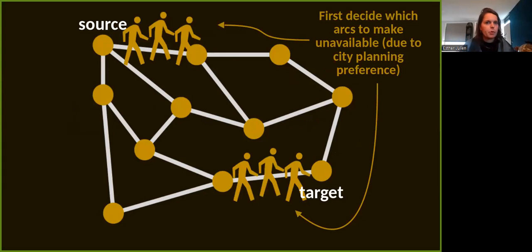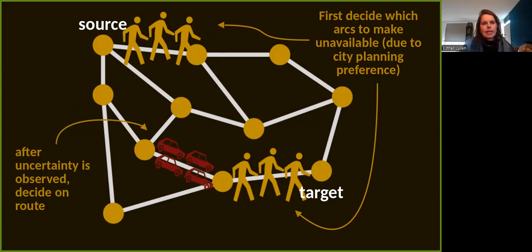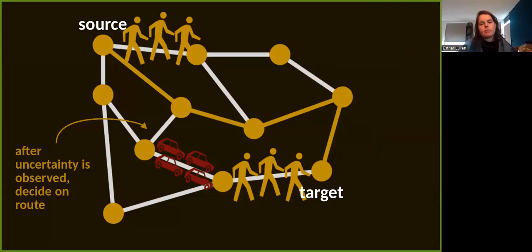Maybe a city planner would like to make the area a bit more livable. So maybe a city planner wants to shut off some streets. This can be a first stage decision. And then after the uncertainty is realized, you would still like to get to your target as fast as possible. And then this could be your solution now. So here you see X was closing some streets, and Y is getting a shortest path.